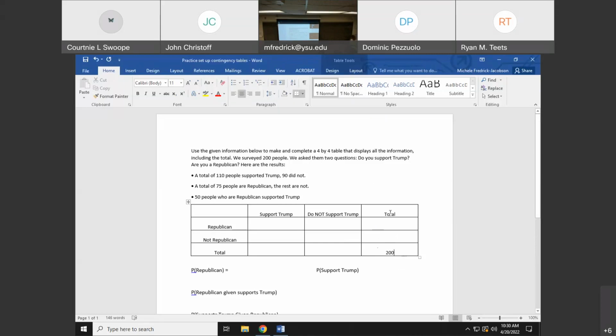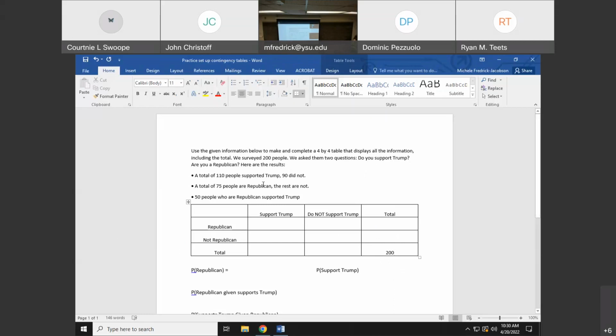One way of checking, when you add down and you add across on the totals, they should come to 200 or you did something wrong somewhere. If you round to whole numbers, sometimes it'll be off by 1. I think this comes out nicely. So a total of 110 people supported Trump.